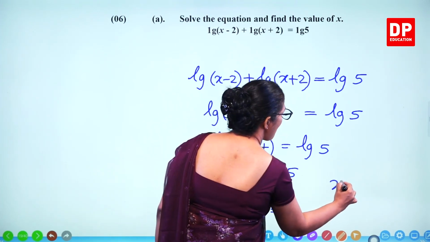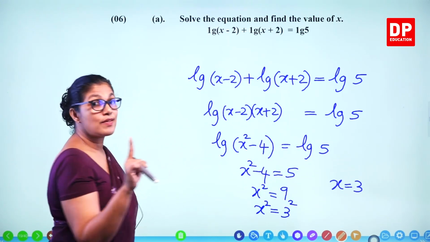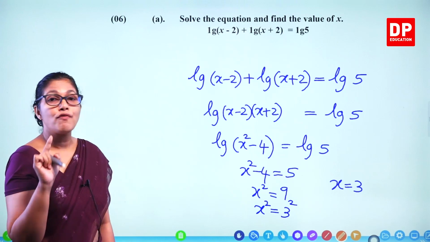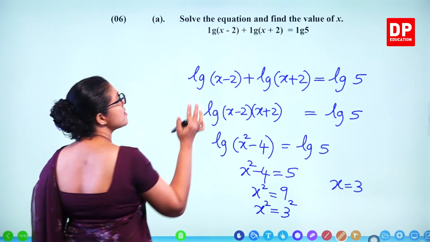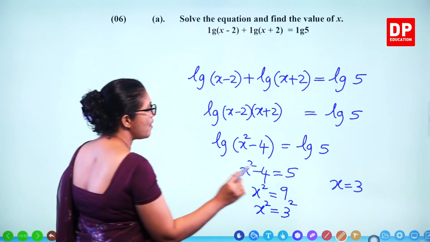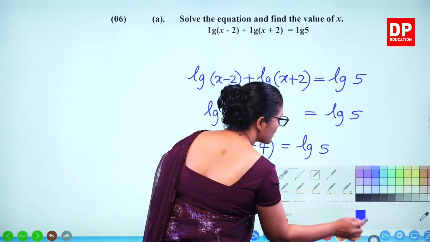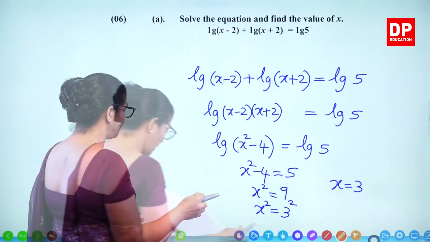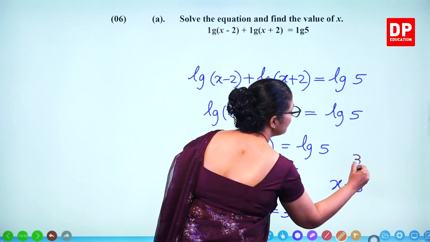x is plus 3. Here make sure that you don't take minus 3, because logarithms of negative numbers are not defined. If it's negative 3, you get negative 5, so not defined. We only have to take the positive value. x equals positive 3. So how many marks for this one? 3 marks.